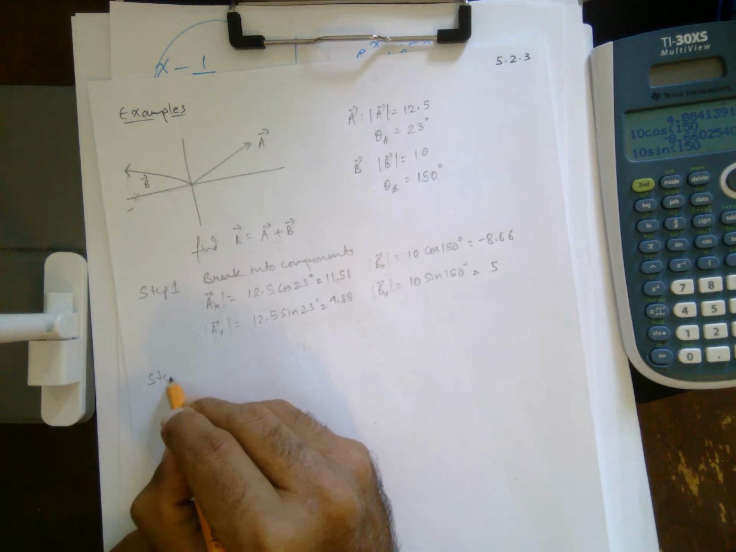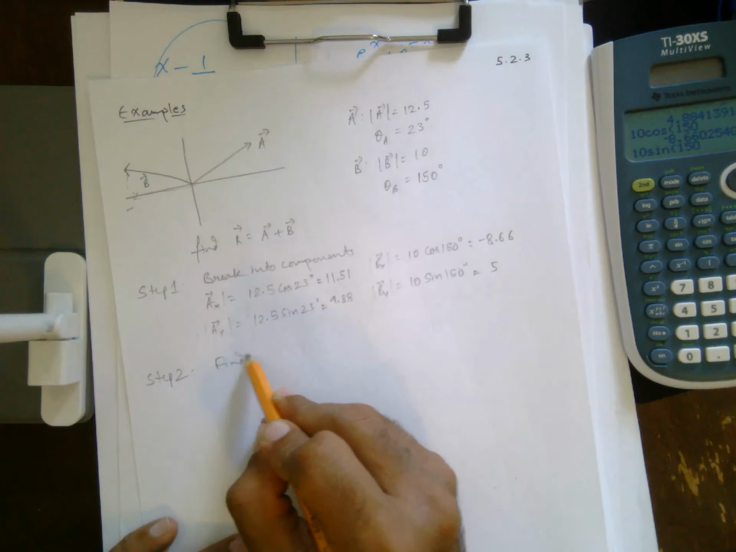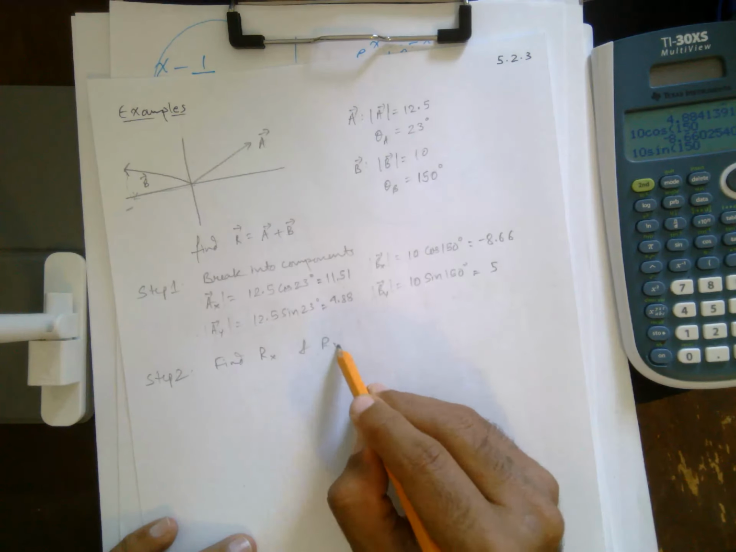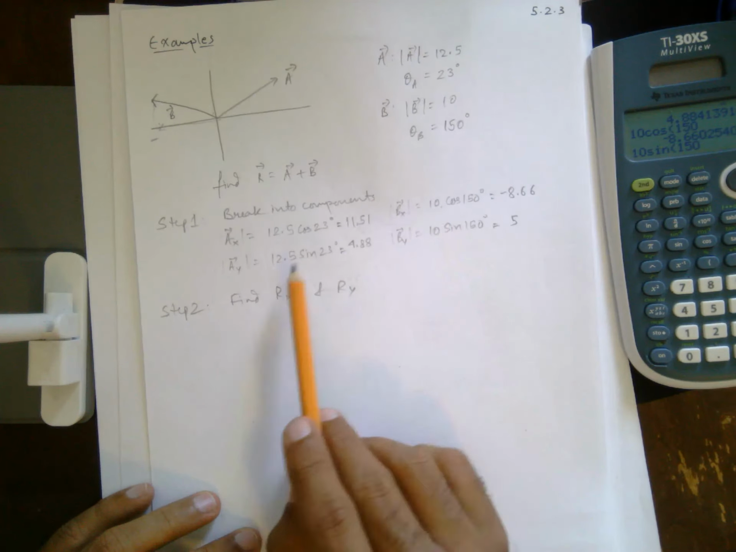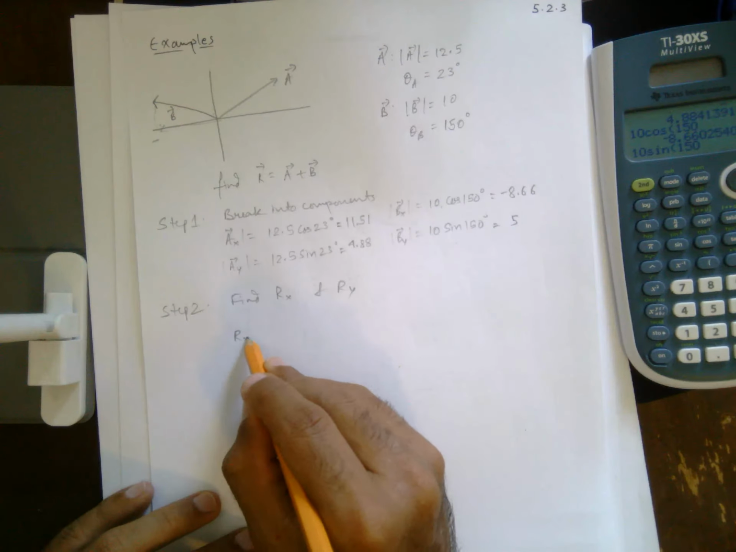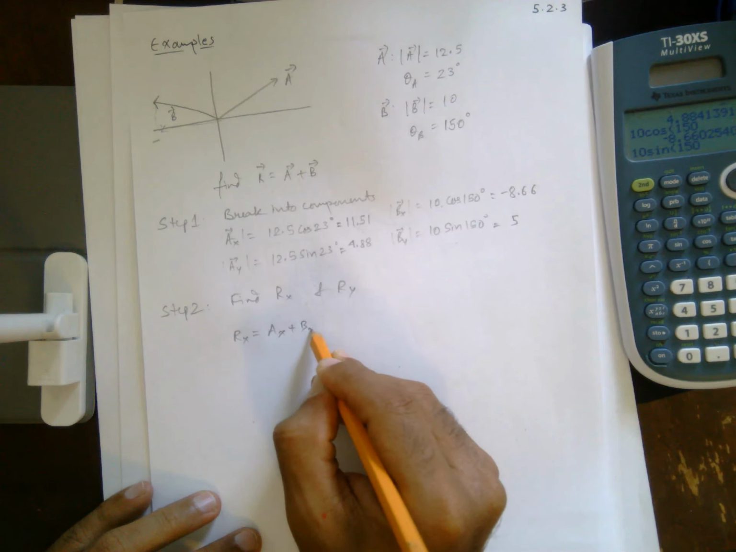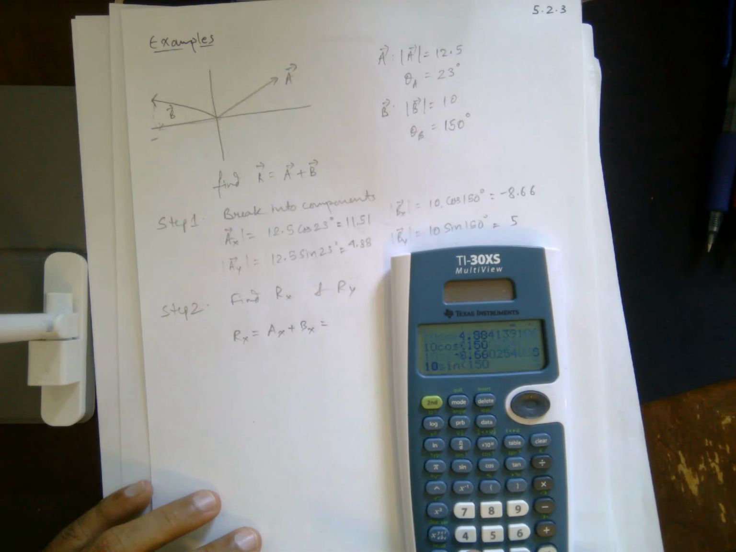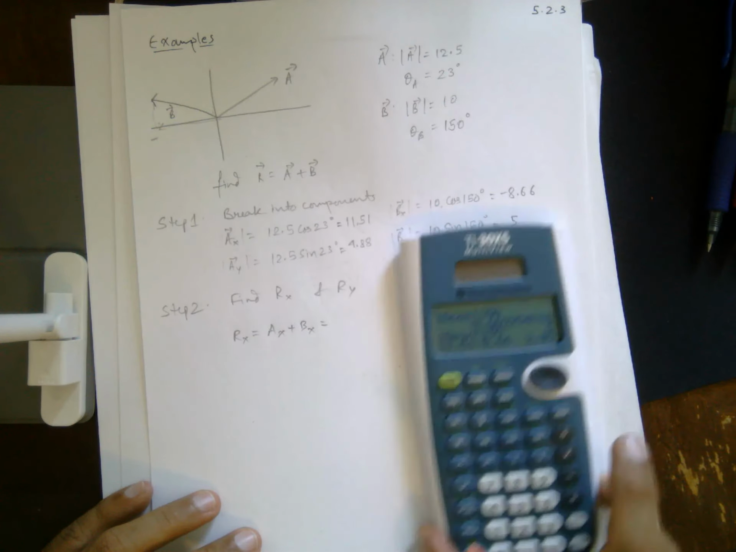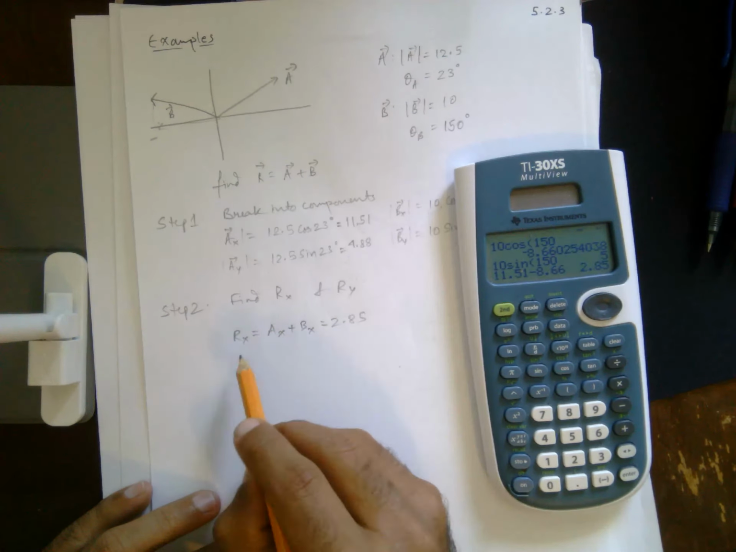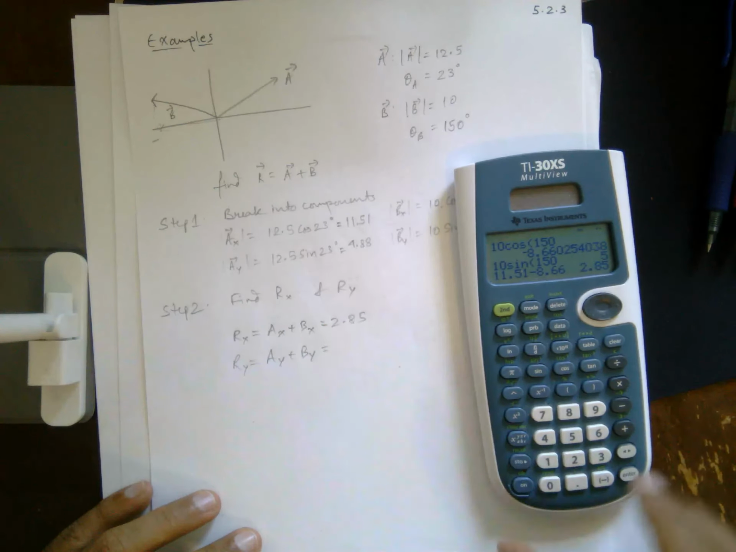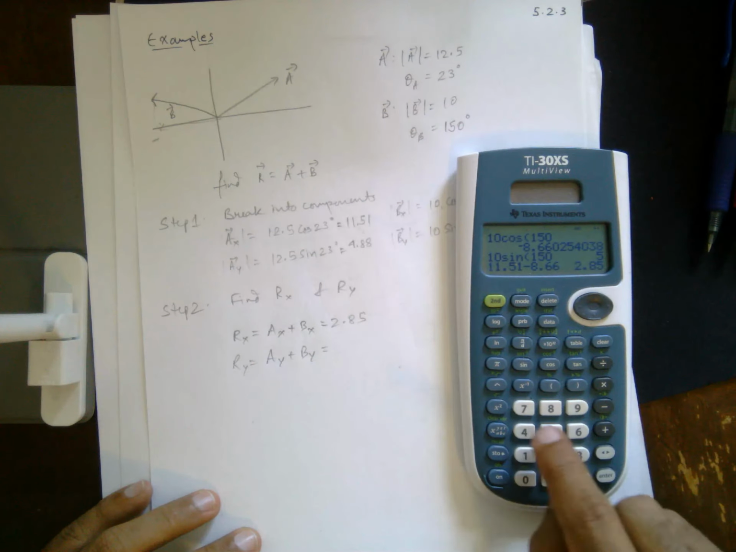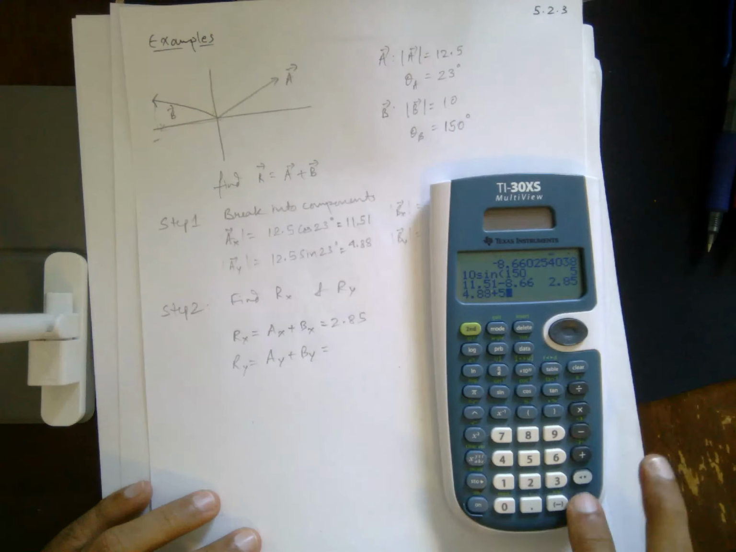Step 2, find Rx and Ry, which is adding the horizontal vectors together and adding the vertical vectors together. So Rx is Ax plus Bx. In this case, it's going to be smaller, 11.51 minus 8.66, 2.85. Ry is Ay plus By, 4.88 plus 5, 9.88.